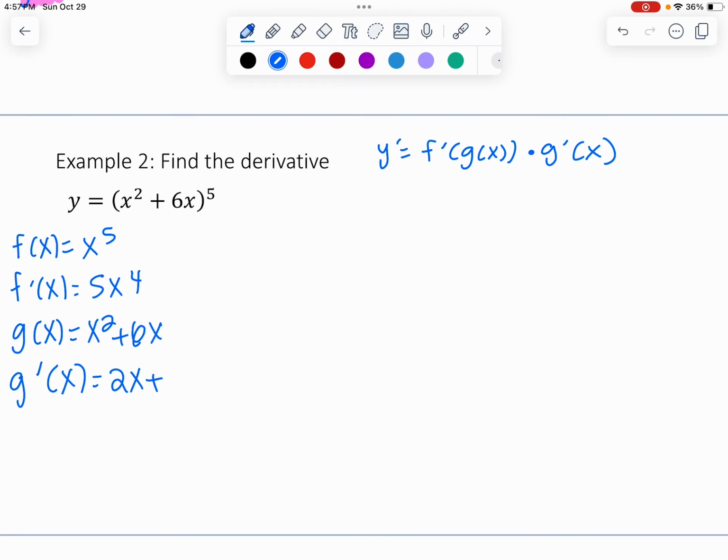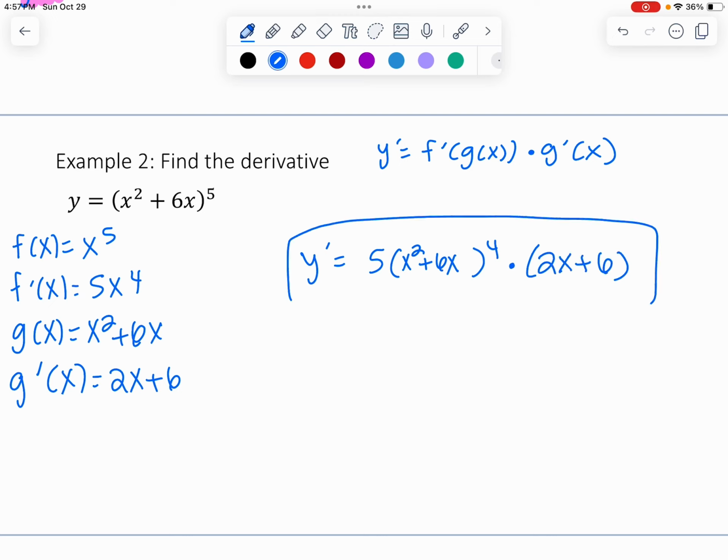And now I'm going to put everything into my chain rule formula. So what's going to stay outside is my derivative of f, and that's 5x to the 4th power. And then I am plugging in g of x, which is going to look exactly like it looks over here. So I'm plugging in my original g of x, and then I am multiplying by the derivative of the inside, which is 2x plus 6. And we don't need to clean that up. We can just leave it exactly like this.